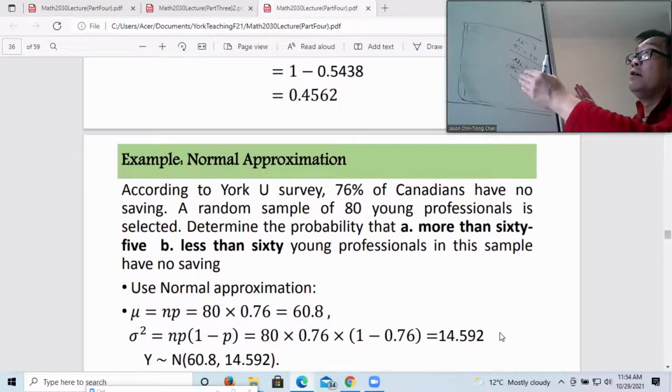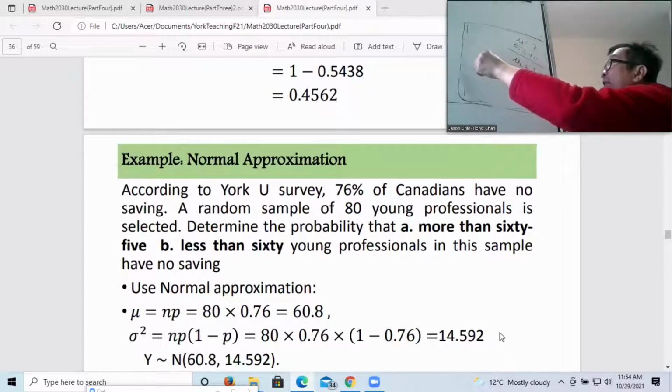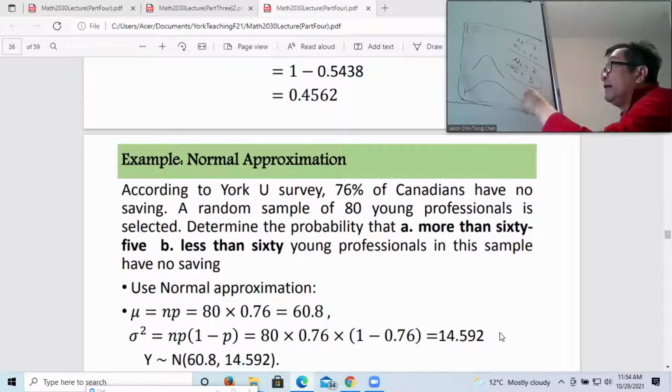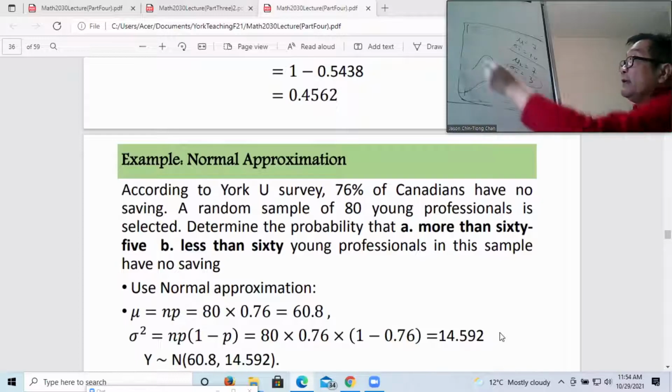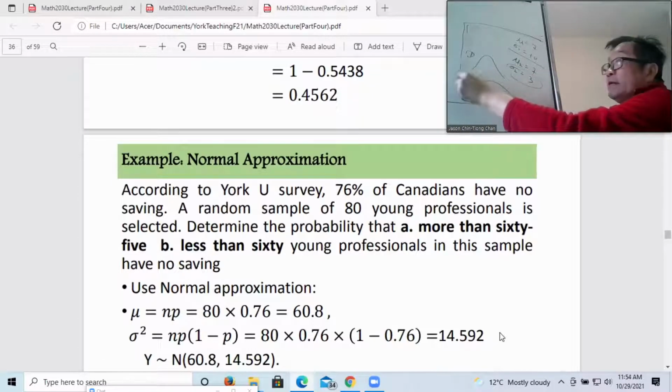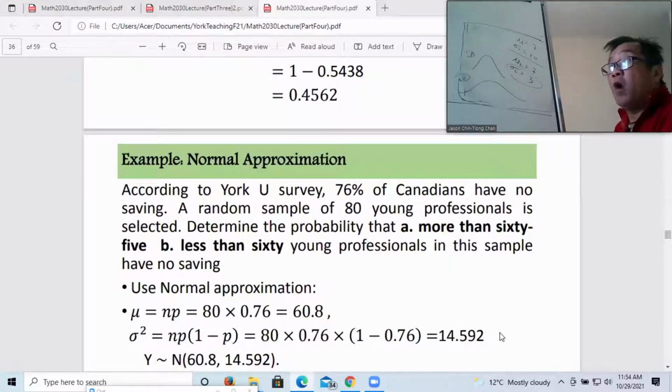How do you know the spread is bigger? Let's say I give you two graphs, this one and this one. Which one spreads the most? 1 or 2? 2. Yes. Why is it 2? Why not 1? How do you know it's 2?